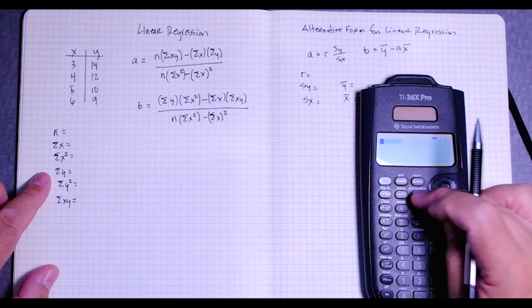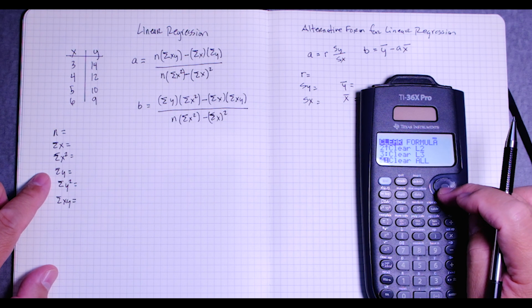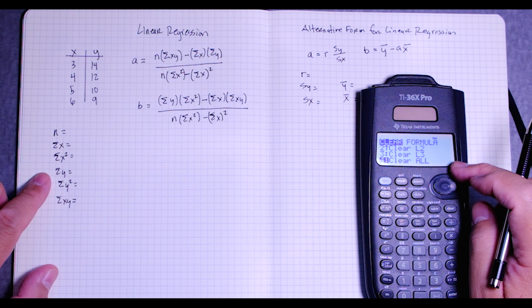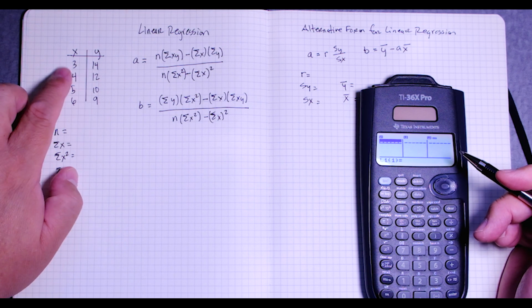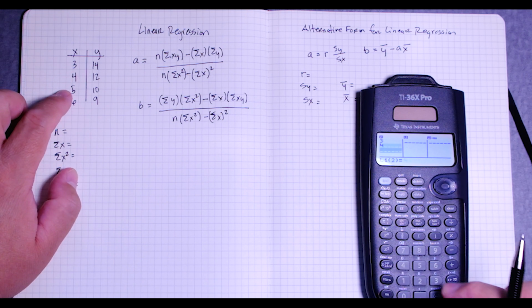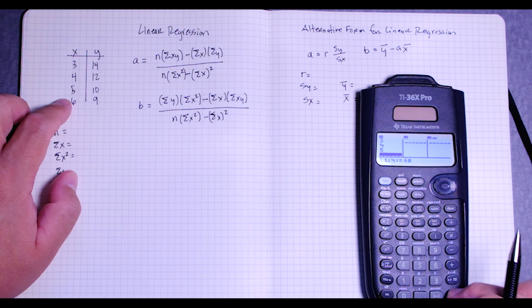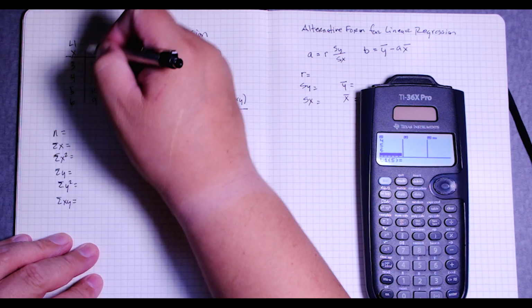we go to Data, and then press Data again, and we want to go all the way down to number 4 to clear all the columns. Then what we want to do is enter the data. 3, enter, 4, enter, 5, enter, 6, enter. So the first column we're going to call L1, which is X.